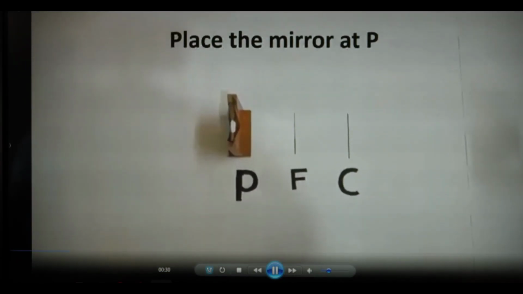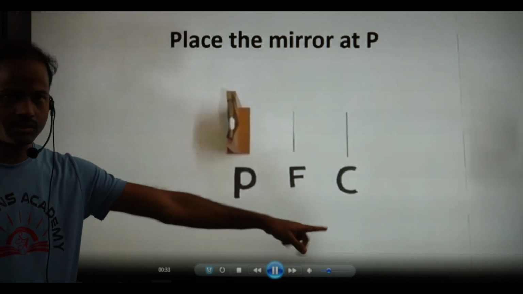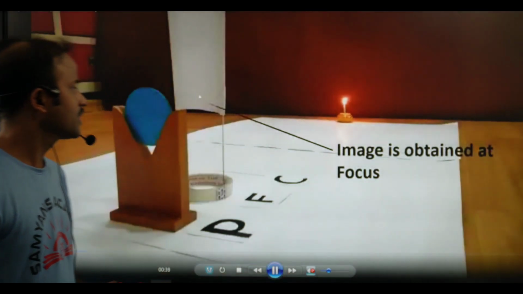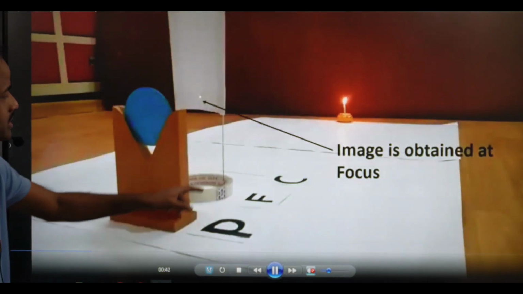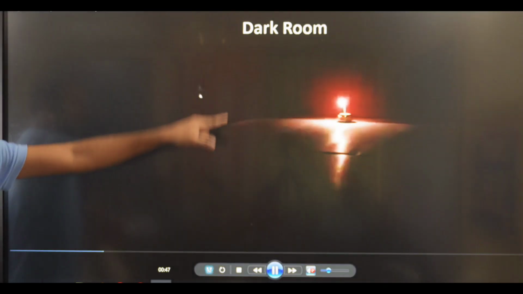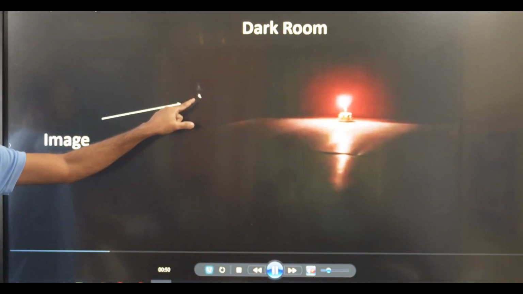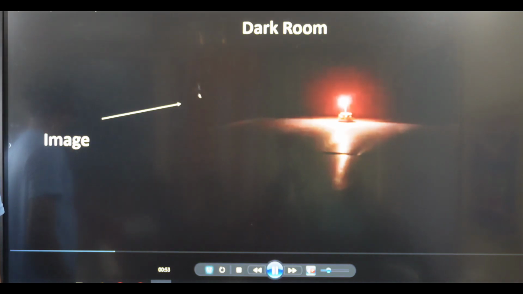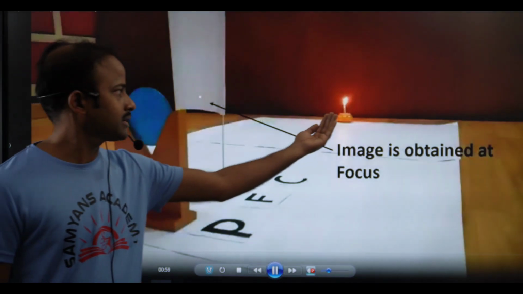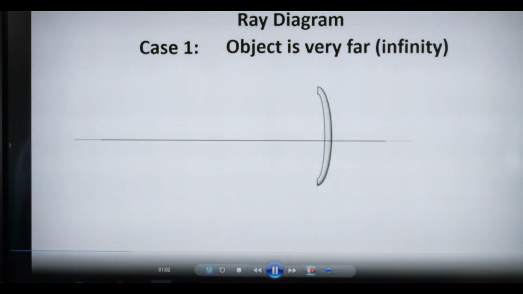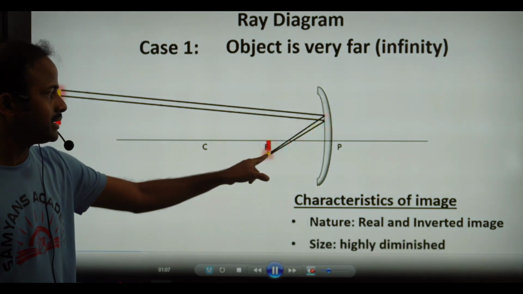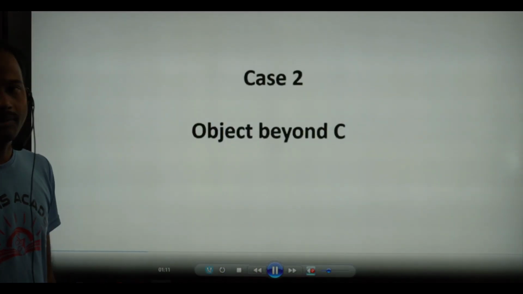Activity: you have to take this concave mirror and place the object at these positions. When you keep the object very far, the image is obtained at F. Here we can see the small image of the candle light. Have you observed this? Yes or no? When you keep the object very far, the reflected rays meet at F, so we can see the image here.